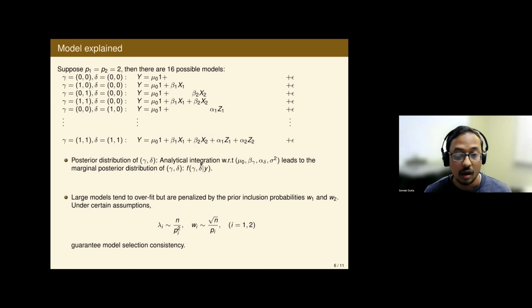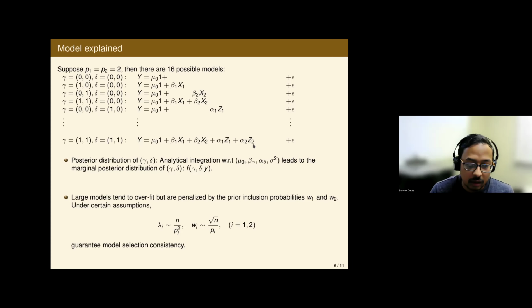And when p1 and p2 are small, which is true in this case, we can find this posterior distribution by analytically integrating out with respect to all these other nuisance parameters: the intercept, the SNP coefficients, the gene coefficients, and their variance. And in this particular model, we see that there are some models which are larger in the sense that they include more effects than the others.